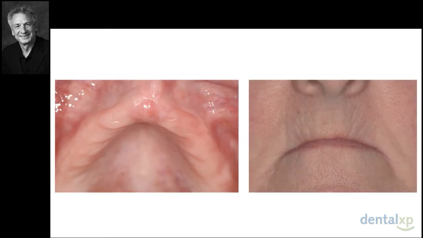So I want to show you another extension of taking technologies and merging them over the value chain. So here's an edentulous patient. She's been wearing a complete denture for 25 years. On the right-hand screen, actually, you can see what she looks like with her denture in place.